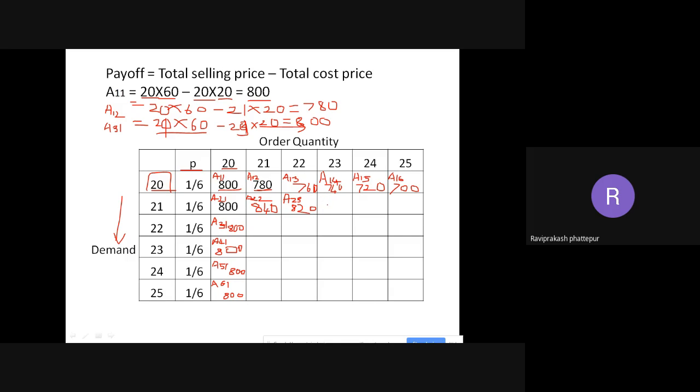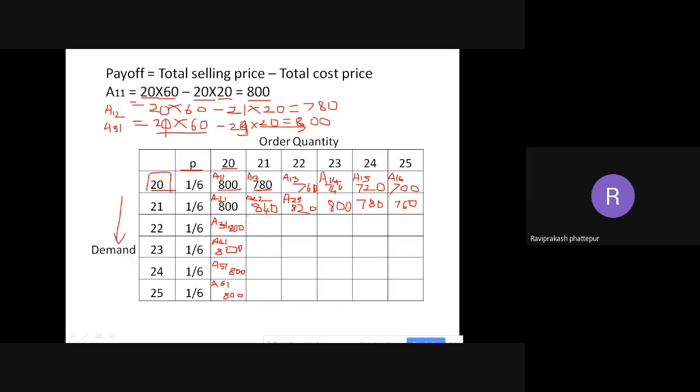A24, what is the value? 800. So once you understand what is happening here, no need to calculate. Now it goes on reducing by 20. So this becomes 800, now it will become 780, then it will be 760. So you need not calculate, because up to a certain point it will increase, then it will go on decreasing, because my ordered quantity will become more than the demand, right?